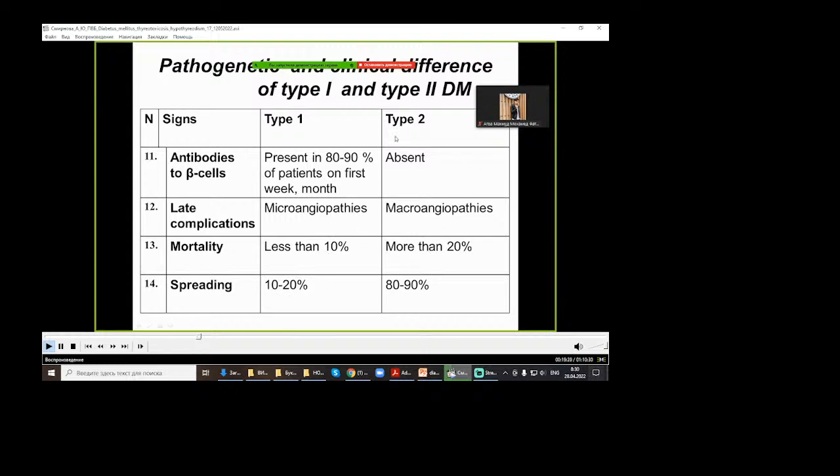As for type 2, antibodies for beta cells are absent. Late complications for the type 2 are characteristic macroangiopathies. Mortality is very high, more than 20%, and spreading is also very high. So type 2 is 80 or 90% of all diabetes patients.